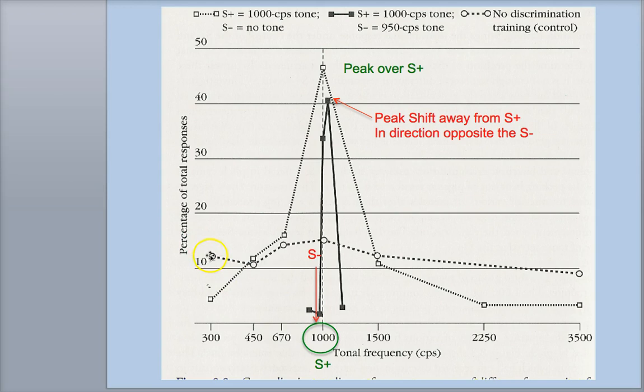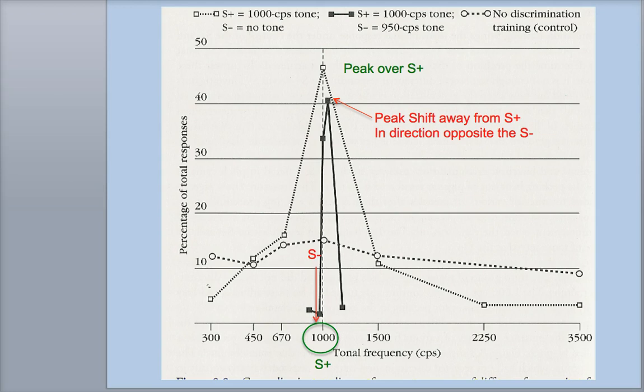And this little group here, this is the no training group. They get no discrimination training. They're just a control group, and they just respond at very low levels to all the stimuli relatively similarly. They treat them all the same. When the tones are on, they respond a little bit. But other than that, so here you see a peak over the S plus, a peak shift for the discrimination training group, exactly as we predicted would happen.